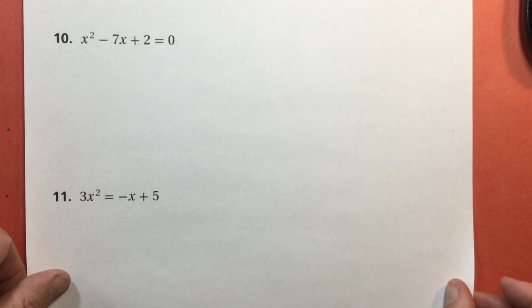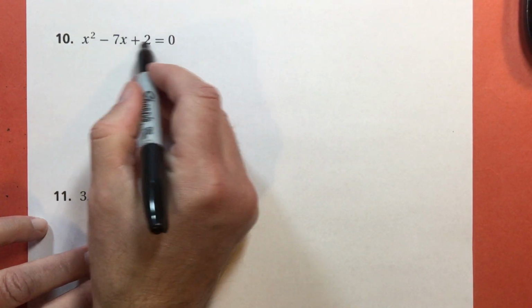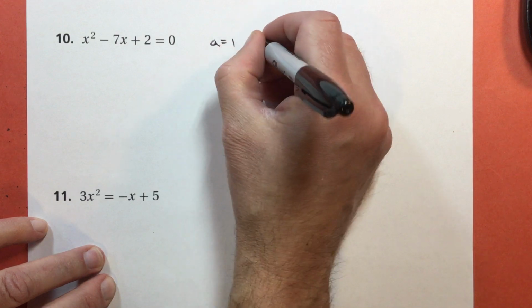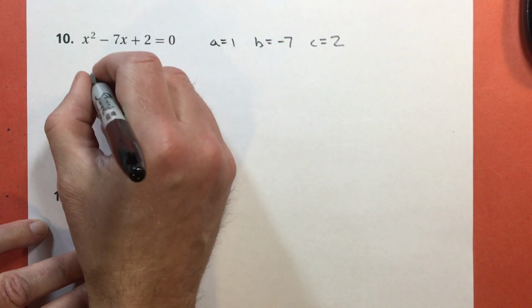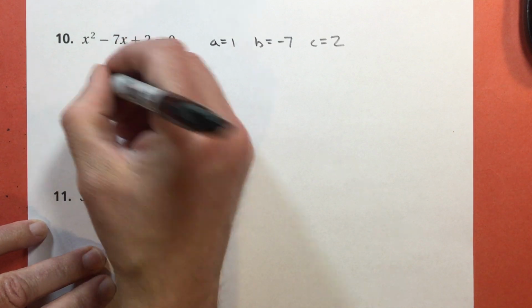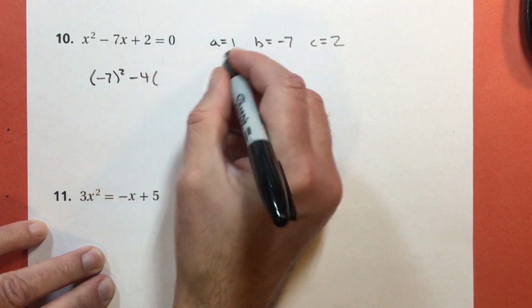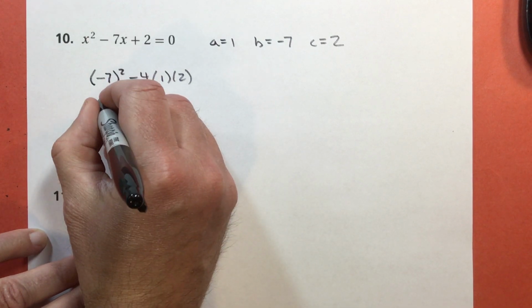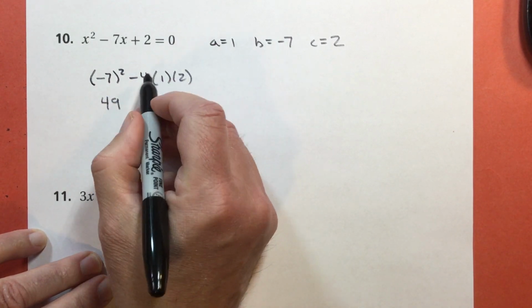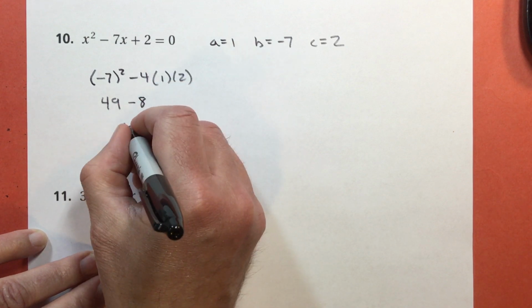As always, pause and rewind if you need to see these things again. I might pick up the speed just a little bit. Standard form, so a equals 1, b equals negative 7, and c equals positive 2. B squared is negative 7 squared. Subtract 4 times a times c, which is 1 times 2. Negative 7 squared is positive 49. 4 times 1 times 2 is 8. 49 subtract 8 equals 41.